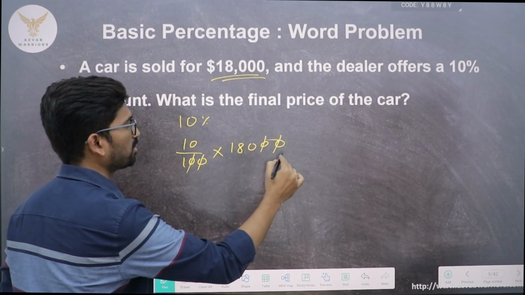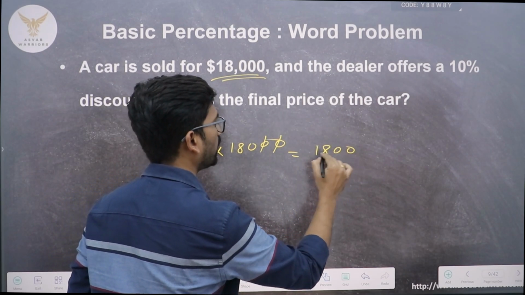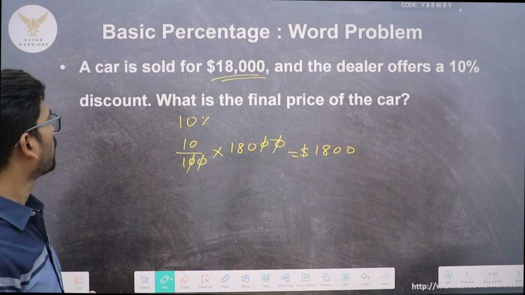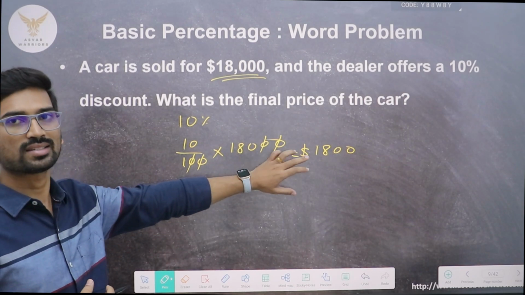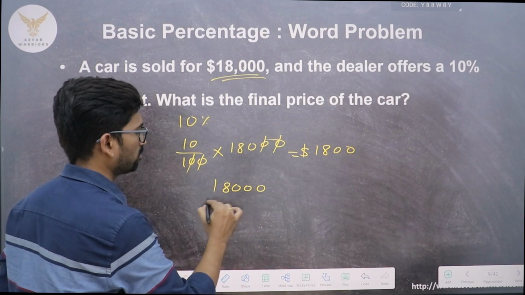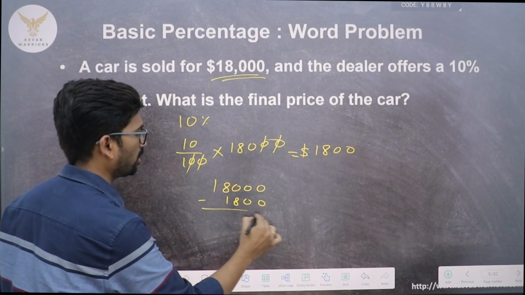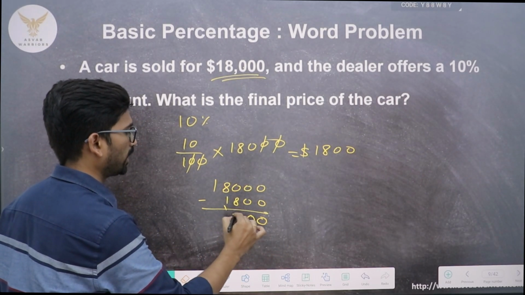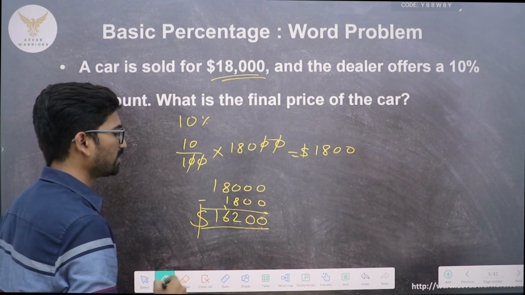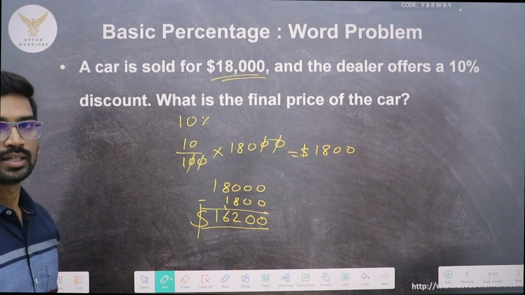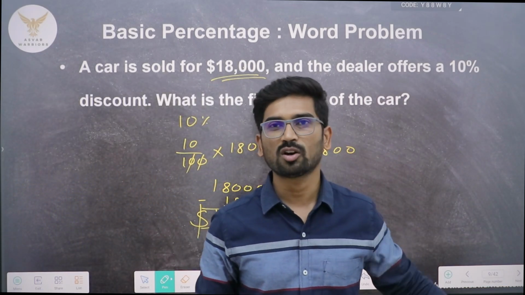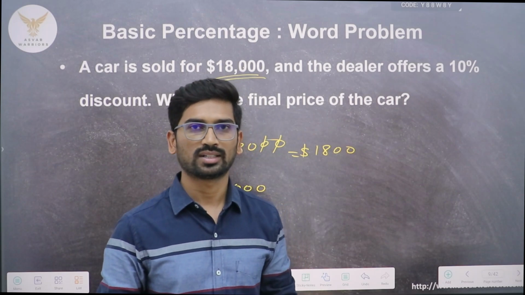0 0 again gets cancelled. We get our answer as $1,800. So $1,800 will be the discount. We will have to subtract this $1,800 from the $18,000. So 18,000 minus 1,800. 0 0. 10 minus 8 is 2. 8 minus 2 is 6, and 1. So the selling price of the car will be $16,200.